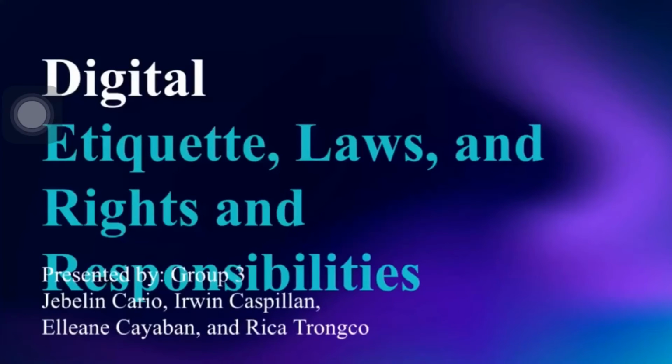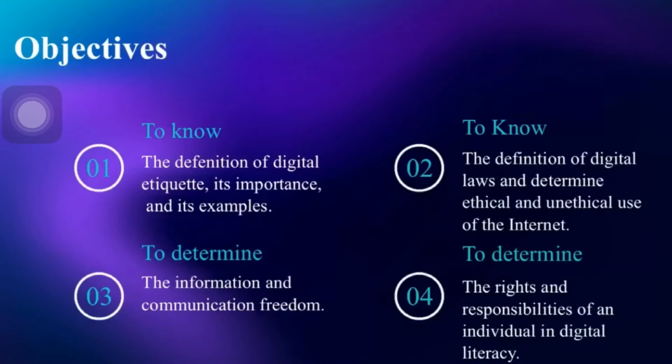Digital etiquette, laws, and rights and responsibilities. These topics have objectives. First is to know the definition of digital etiquette, its examples, and its importance. Second is to know the definition of digital laws and determine ethical and unethical use of the internet. Third is to determine the information and communication freedom. And lastly is to determine the rights and responsibilities of an individual in digital literacy.